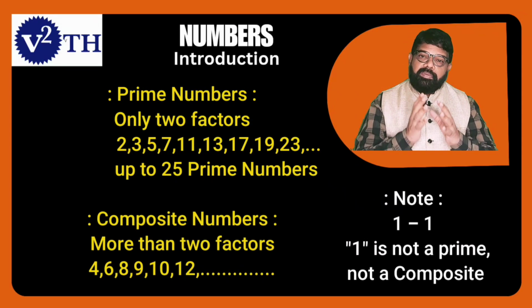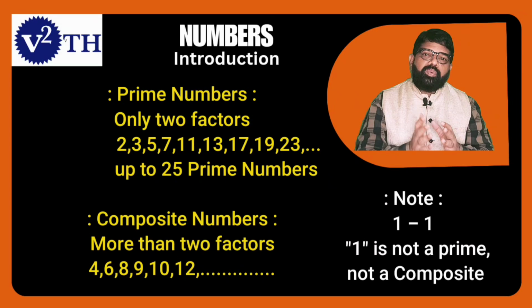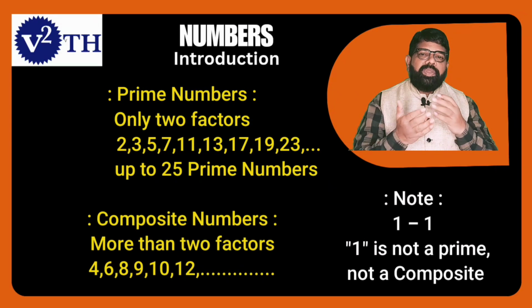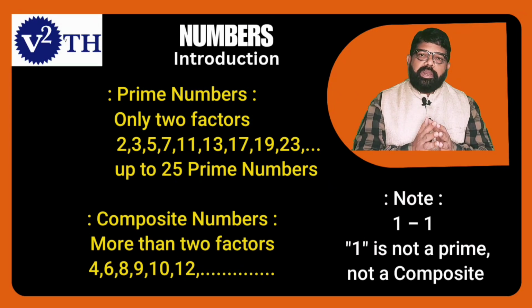So based on the number of factors, numbers are divided into two types, prime numbers and composite numbers. If a number has only two factors, it is prime. If a number has more than two factors, it is a composite number.